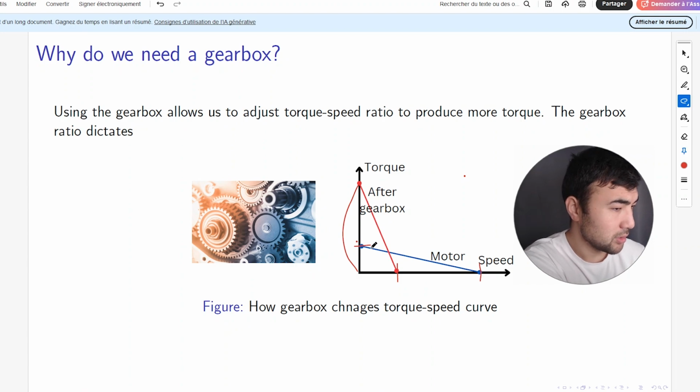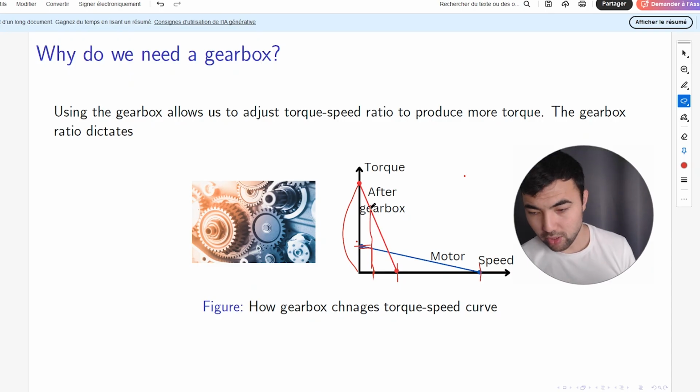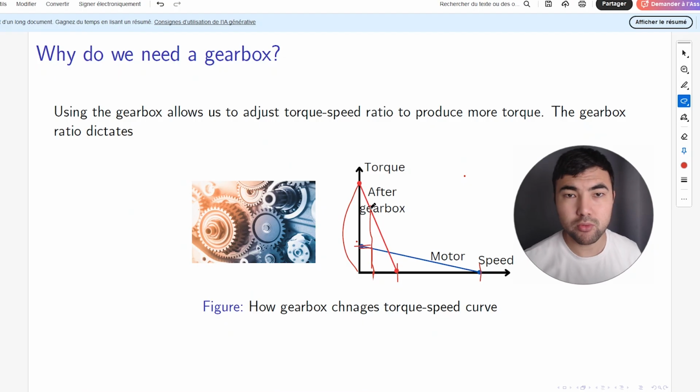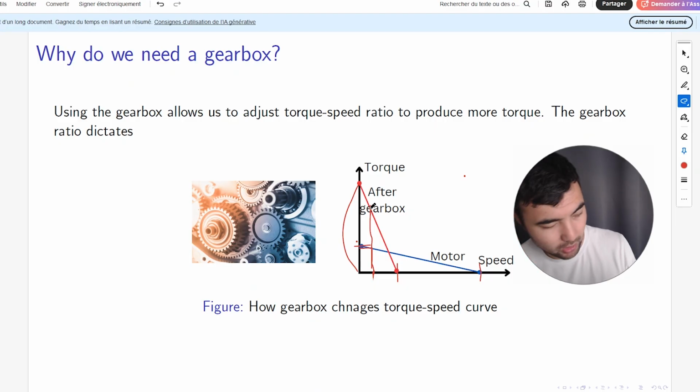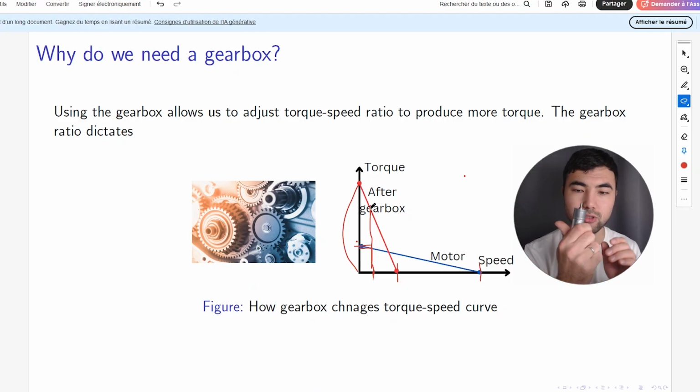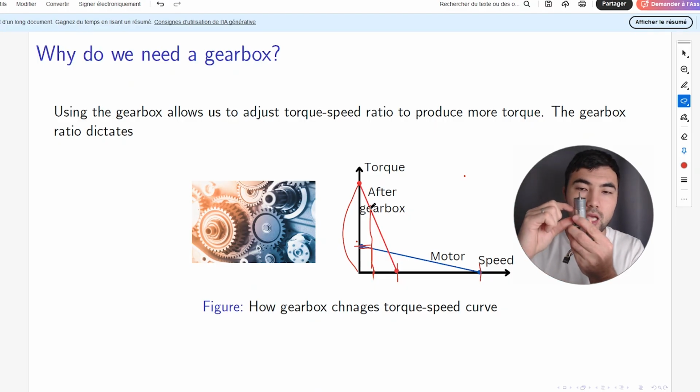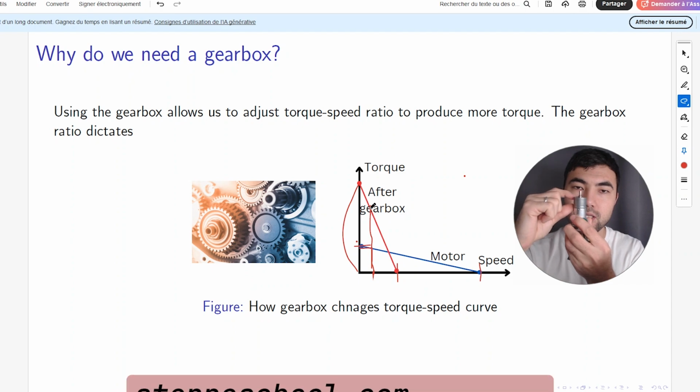So for example, if we have this speed, with this blue line, we can achieve only this torque. But once we use the gearbox, we can get much higher. We go here, we go up to this point. So that's why when we have robotic applications and when we use the DC motor, we need a gearbox. And for example, the motor I showed you, this is the motor, and the rest, this one is the gearbox.